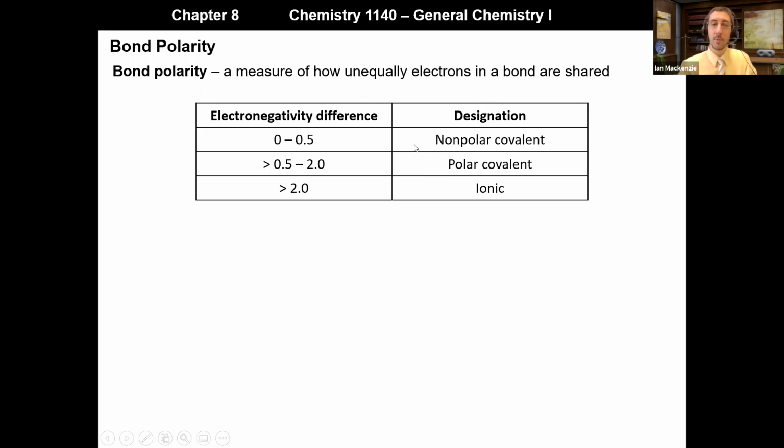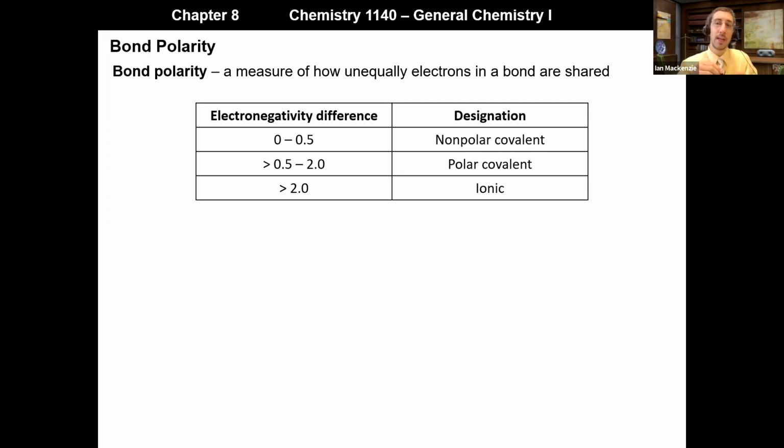Now, what does that come from? Well, if the electronegativity difference is minor between the two elements, so somewhere between 0 and 0.5, if we take their electronegativity values and subtract one from the other, if that value is between 0 and 0.5, that's not a major difference in ability of the individual elements to attract electrons to themselves. And so the electrons are going to be fairly evenly shared in the bond, and we refer to that simply as a non-polar bond, a non-polar covalent bond.